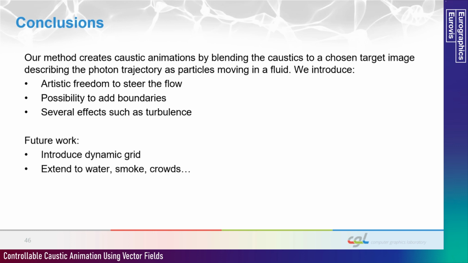In the future, we would like to accelerate the computation using an adaptive grid that would allow us to compute more detailed flows that take photons closer to their target. It might also be interesting to investigate how controlling motion through a fluid field could be extended to control the movement of water, smoke, or crowds.